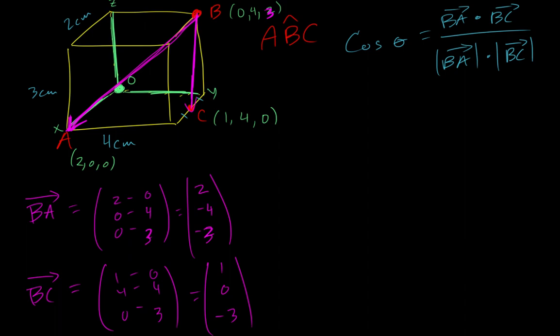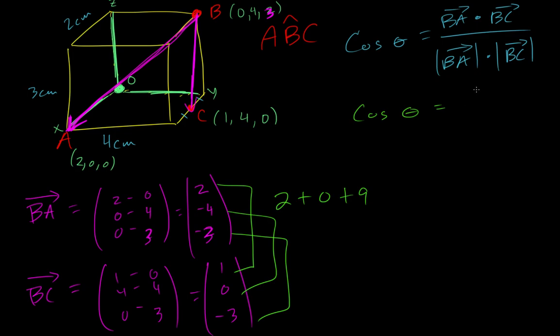So if we do the dot product, we multiply those, we get 2. Multiply those, we get 0. Multiply those, we get 9. And so our dot product is 11. So the top of this fraction is going to be 11.